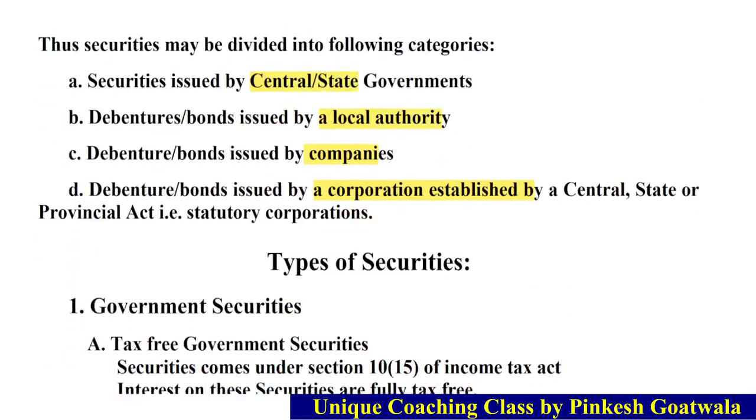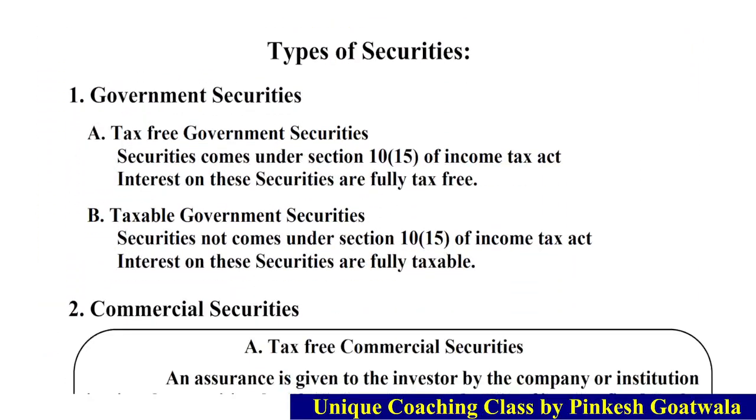Now today we are going to understand the types of security. As per income tax, security has been divided in two types. First is government security and second is commercial security. Government and commercial, you can say private and government, like this. So there are two parts of security as per the Income Tax Act. Now in government security there are two more parts: tax free government security and taxable government security. Very easy, tax free and taxable.